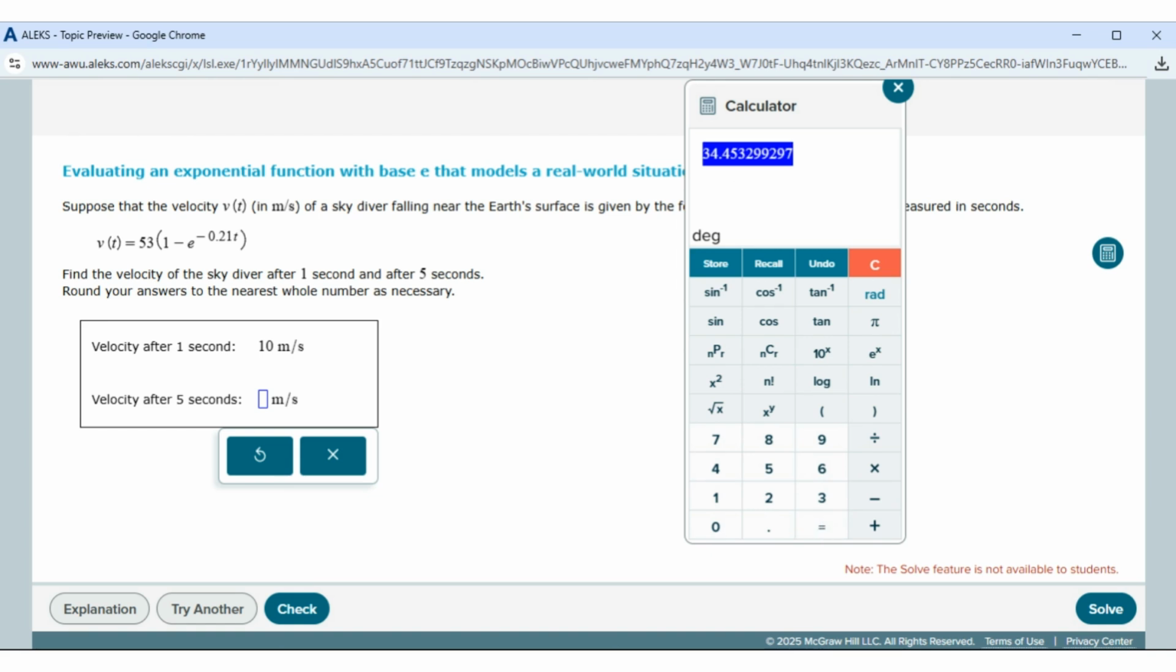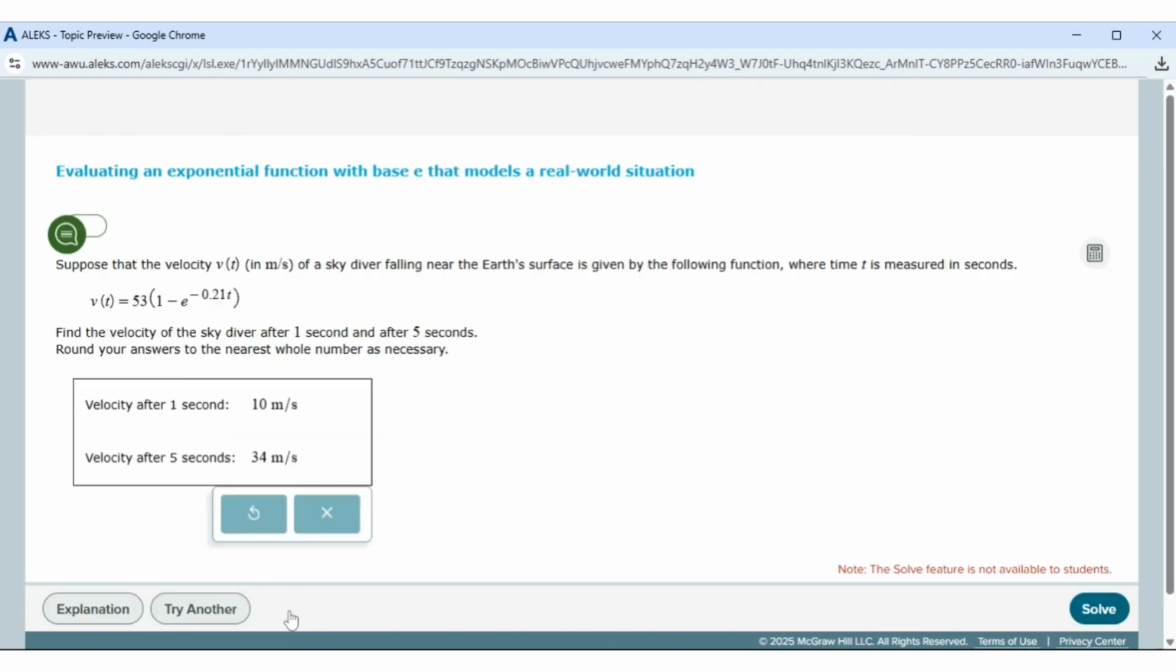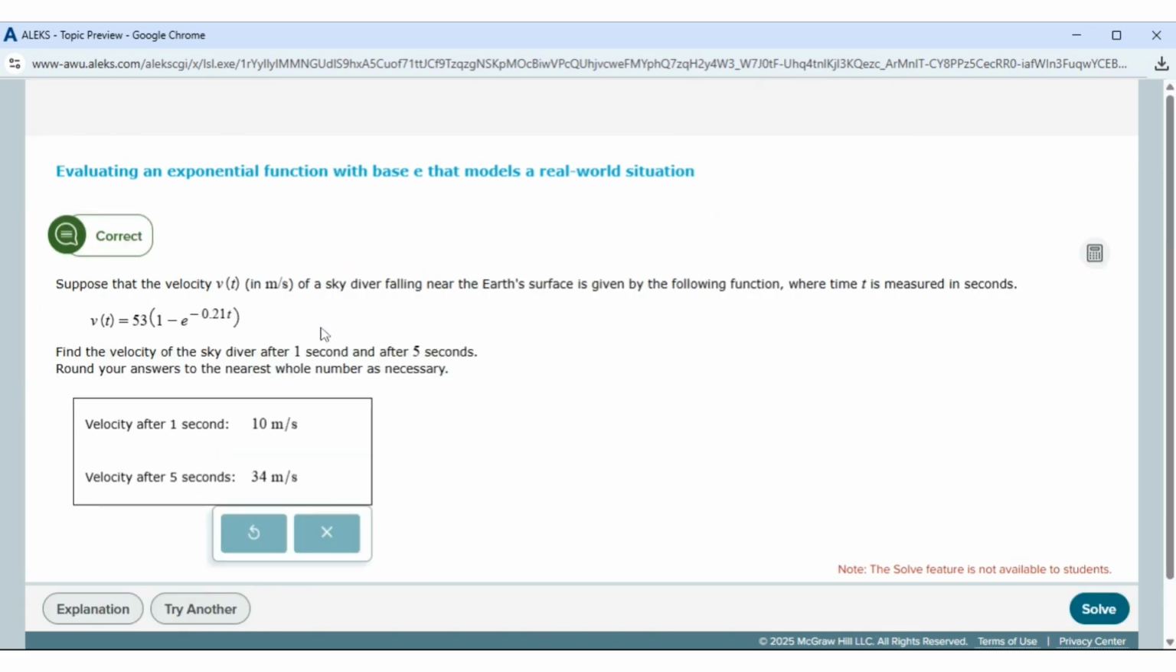And we get 34.45. That would round to 34. So if we did that correctly, it's quite a bit faster, more than 3 times as fast after 5 seconds than after 1 second. Well, let's see if we got this right. There we go. So I'm not going to do another one on this one because really it's just plugging stuff into the calculator. So that's a little bit of work with evaluating some exponential functions.